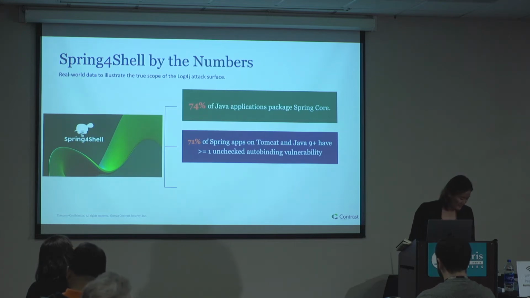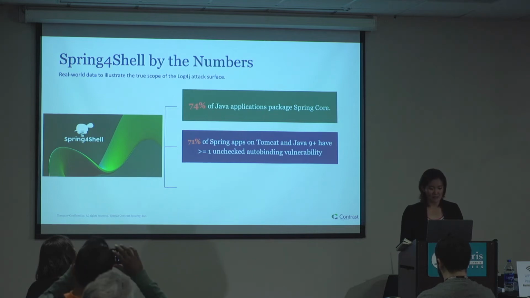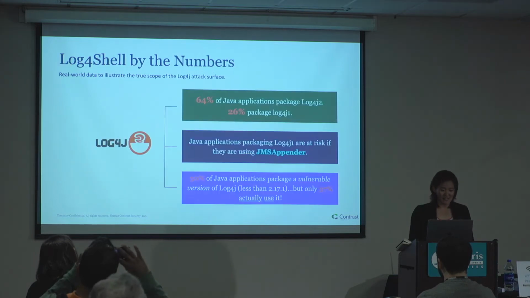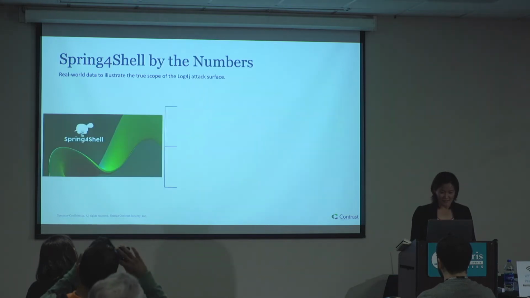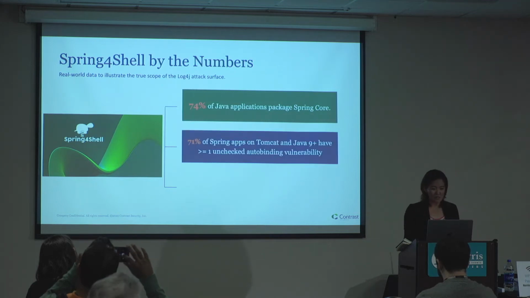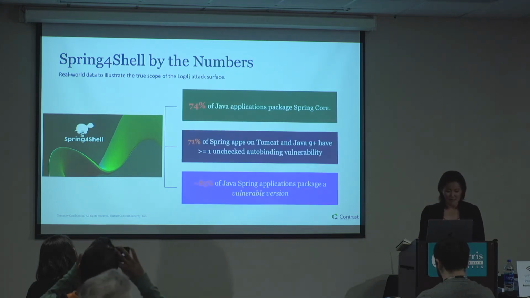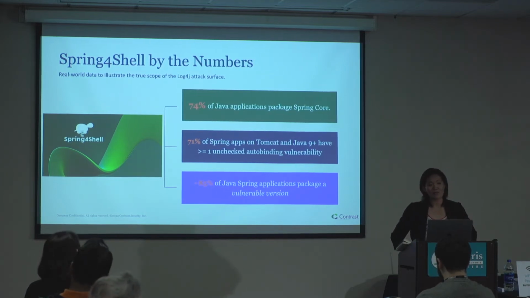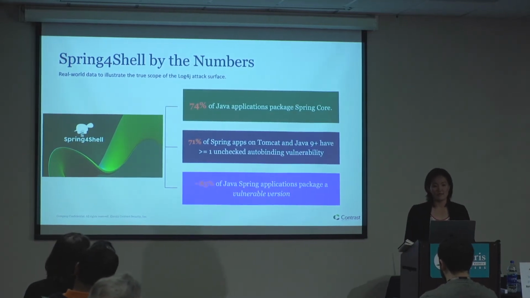71% of Spring apps on Tomcat and Java 9 have at least one unchecked auto-binding vulnerability. This is mass assignment, guys. These numbers are actually higher than Log4Shell. Look at this: 64 versus 74. So Spring4Shell is a bigger problem. 85% of Java Spring applications package a vulnerable version. So SCA doesn't tell you the true story. Your SCA tools can give you information. You just need to contextualize it and make it better.